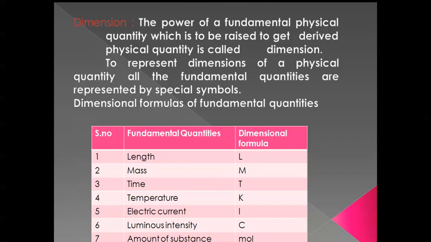In units, length is represented by meter, mass is represented by kilogram. That is different. And in dimensions, mass is represented by capital M, time is represented by capital T, temperature is represented by capital K, electric current capital I, luminous intensity is represented by capital C, and amount of substance is written as mole.